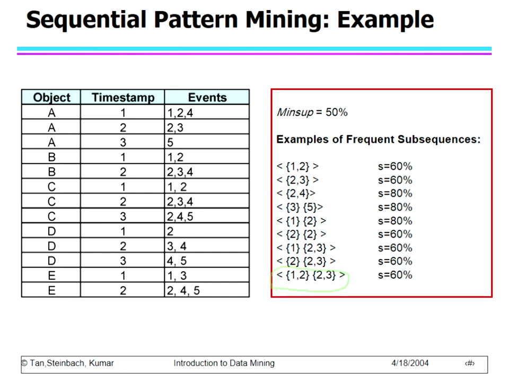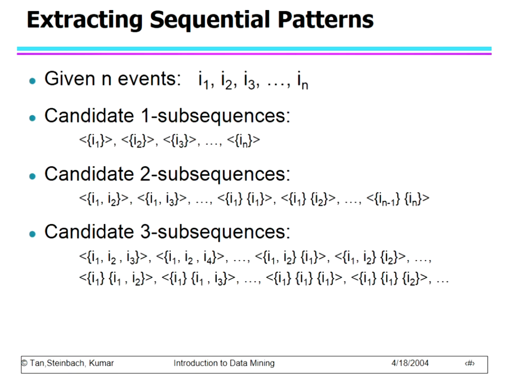So let's count, for example, the support of another subsequence like this: 1, 2, 2, 3. So 1, 2, 2, 3 here, okay. 1, 2, 2, 3, okay, here. 1, 2, 2, 3, also okay. Here, no. And here, no. So the support of 1, 2, 2, 3 equals 3 divided by 5.